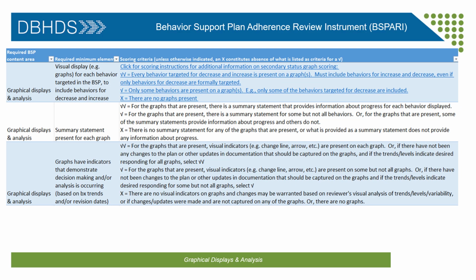The next requirement is that graphs have indicators that demonstrate decision-making and analysis is occurring based on the behavior trends and the revision dates of the plans. A plan will earn the two possible checks when all graphs present have visual indicators, or the graphs indicate desired responding. So for instance, a behavior targeted for decrease with a steady downward trend. And one check will be given when visual indicators are present for some, but not all graphs, based on behavior trends and the revision dates. And no check will be given when there are no visual indicators, and again, this is based on behavior trends and the revision dates.